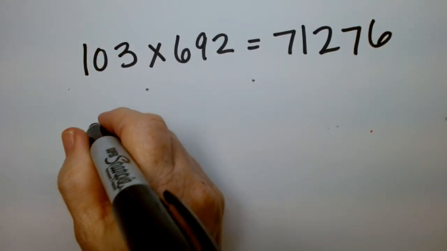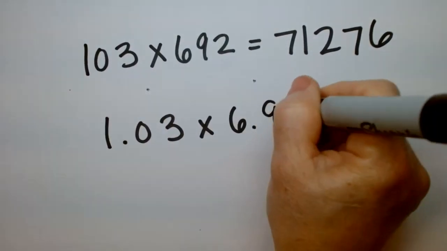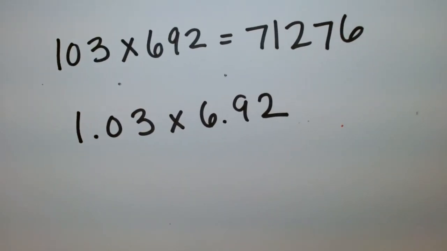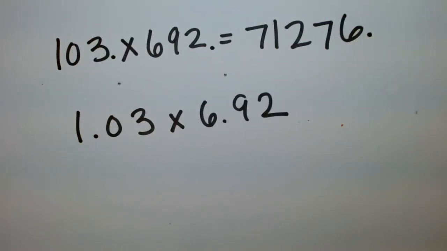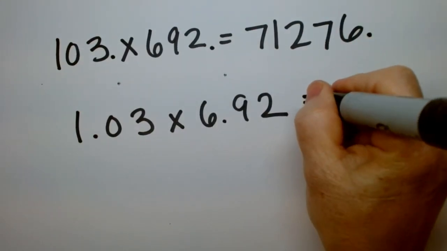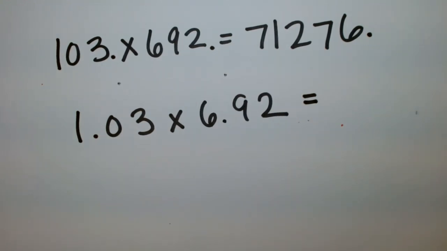All right, now I tell you I want to know 1.03 times 6.92. Can you tell me the answer without doing any multiplication in your head? Okay, write in the answer. I'll give you about 10 seconds. Go ahead. Where does that pesky little decimal point go? Okay, the decimal point is right here, here, and here. What do you think?